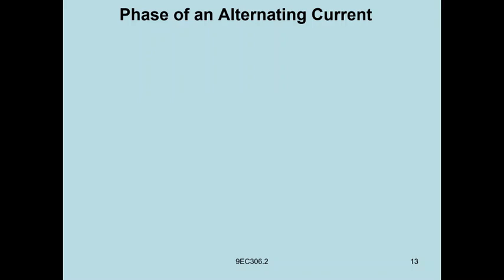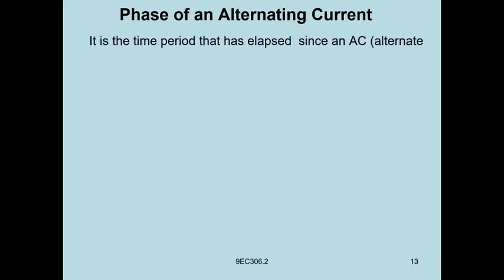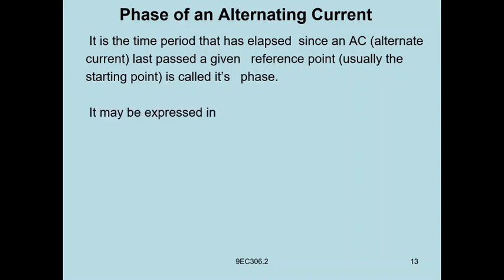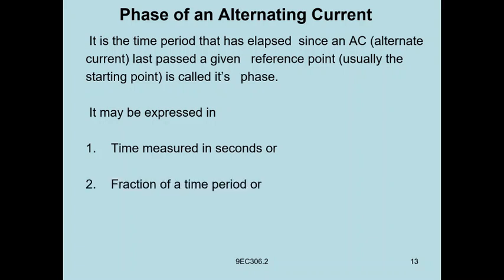Phase of an alternating current. It is the time period that has elapsed since an AC current last passed a given reference point, usually the starting point, and it is called its phase. It may be expressed in time measured in seconds, fractions of time period, or angle expressed either in radians or degrees.